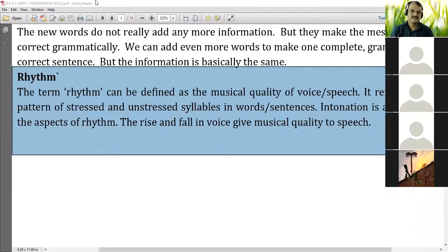Yes, sir. Please go ahead and read what rhythm is. The term rhythm can be defined as the musical quality of voice and speech. It refers to the pattern of stressed and unstressed syllables in words and sentences. Intonation is also one of the aspects of rhythm. The rise and fall in voice give musical quality to speech.